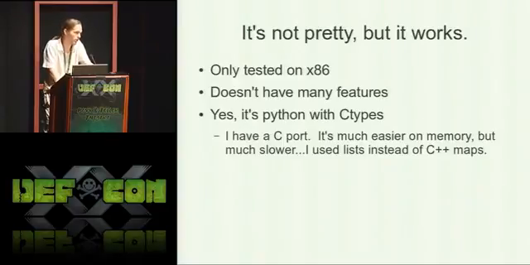I only tested it on x86. There are issues that can happen with x64 because the way you query memory changes and some of the results you get can change. It doesn't have a lot of features. I did have auto kill and setting prejudice levels so that you could try and suspend threads and whatnot, but that became troublesome, and I didn't want to have to field bugs on, well, suspend broke my system. I have a C port, but it's much slower because I used lists instead of maps.